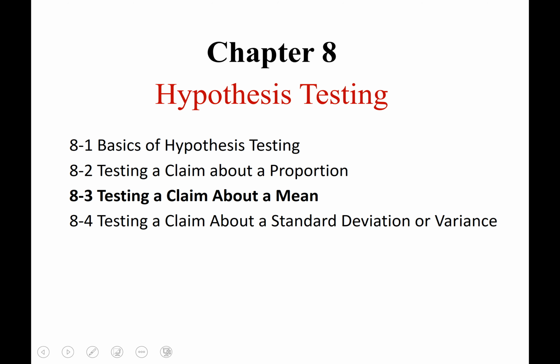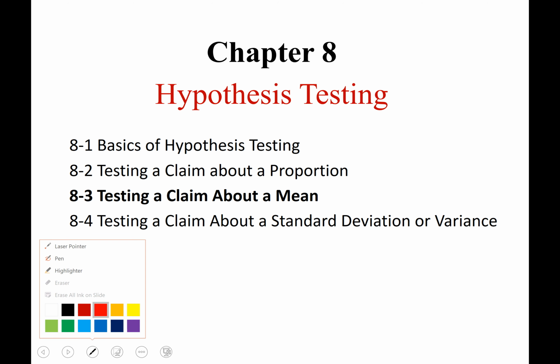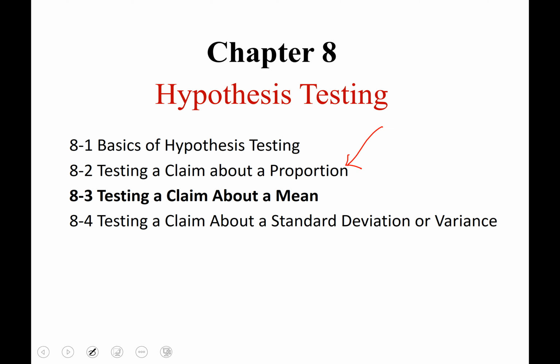Hello statistics students, this is Emigh, and this video is our discussion on section 8.3, testing a claim about a mean. Before I go to our first example, I want to review that when you're testing a claim about a proportion, you are running inverse norm to find the critical value, and the other program you're running is 1-PropZTest, and that will get you your test statistic as well as your p-value.